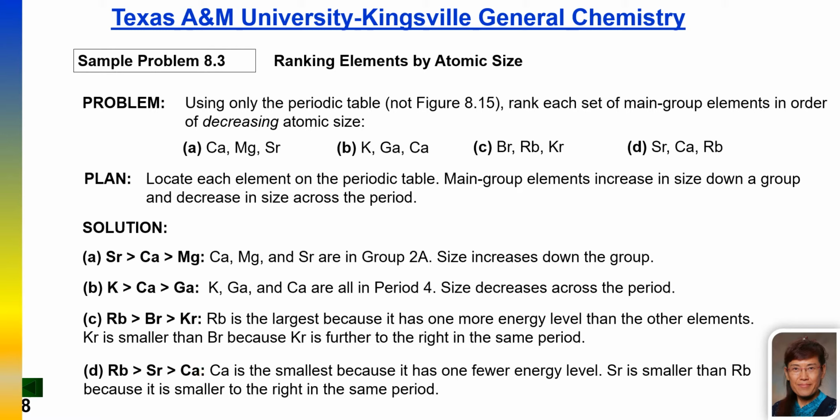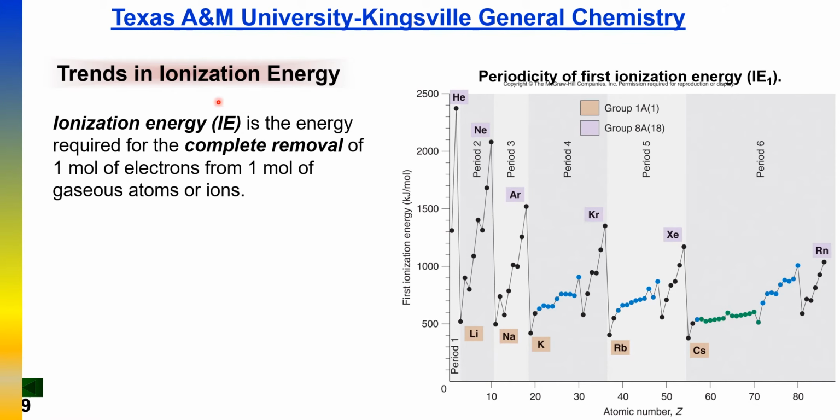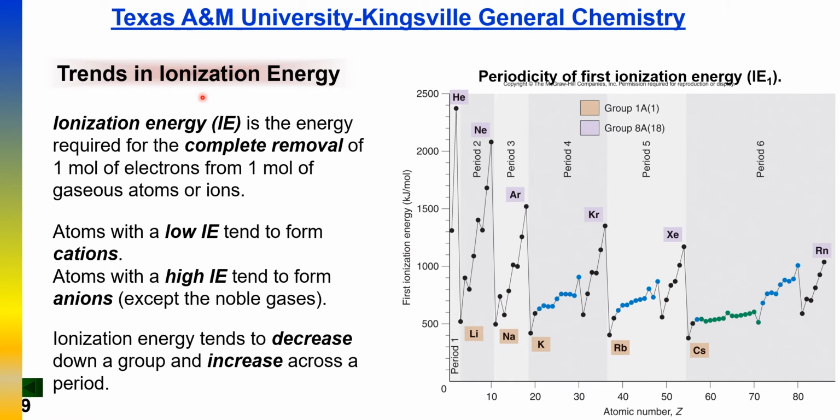Again, in the same group from top to bottom, size increases. The same period from left to the right, the size decreases. The second important atomic property is called ionization energy. In terms of the ionization energy, we need to know what's the definition, and also we need to know what is the trend.